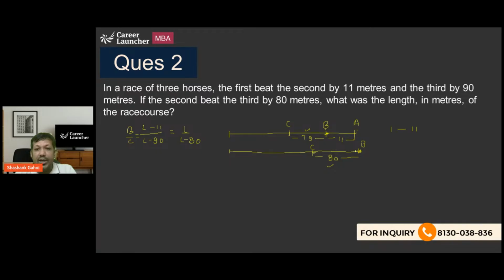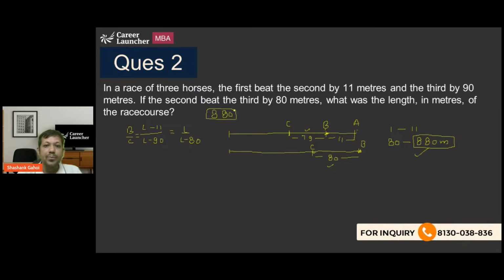So to create a gap of 80 meters, how much does B need to run? B needs to run 880 meters. So the total length that B is going to cover is the length of the race course. So the answer to this question is directly going to be 880 meters. You don't have to think much; you can directly get the answer.